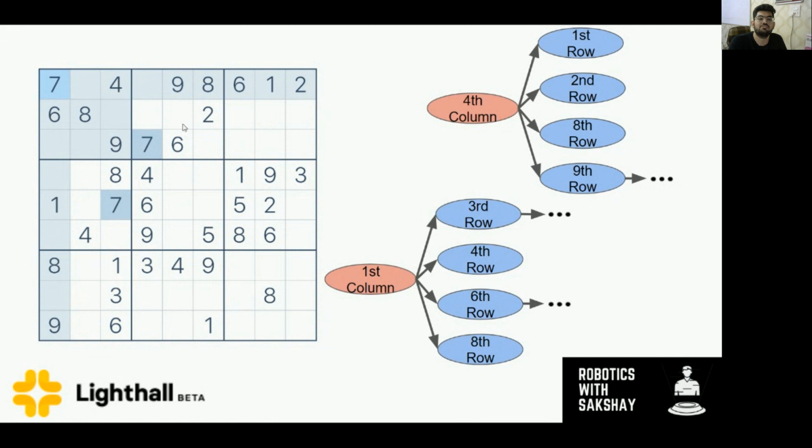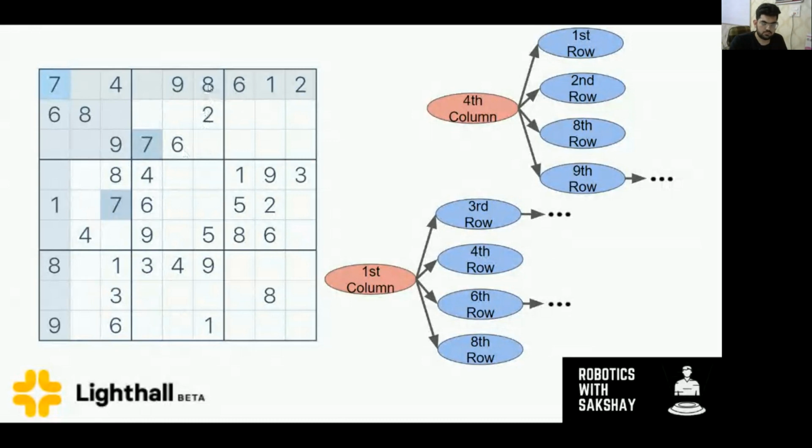The condition is that in each column that number should not be repeated, and in each row that number should not be repeated. There is also another constraint: in these sub squares that we see over here, the number should not be repeated as well.